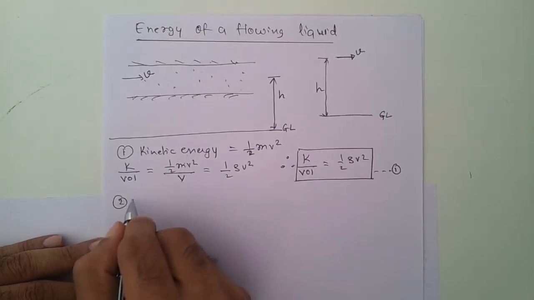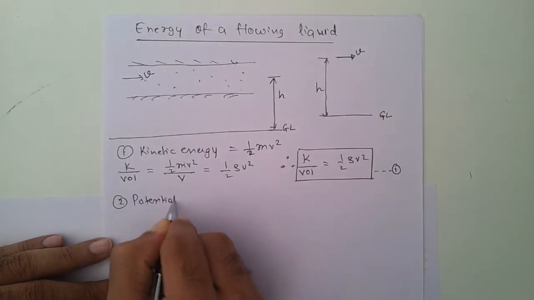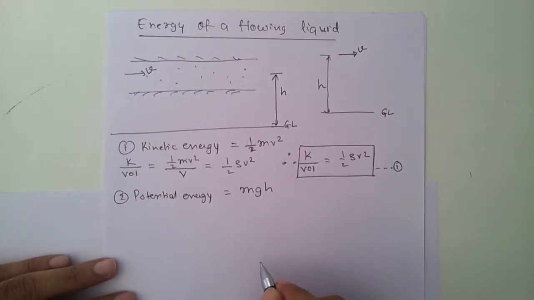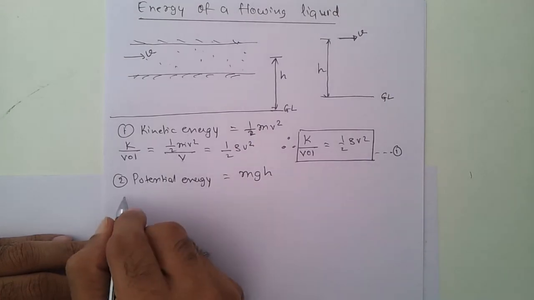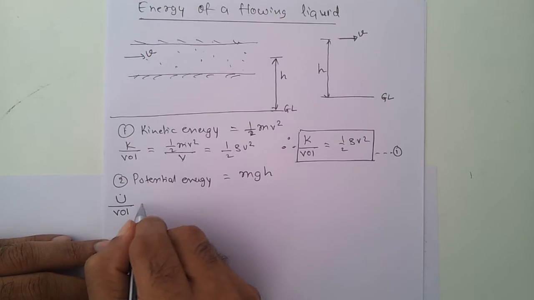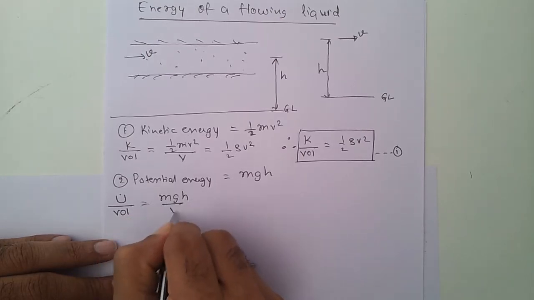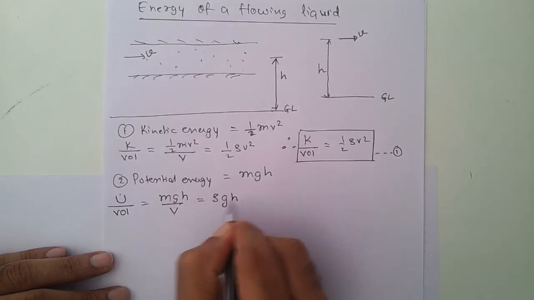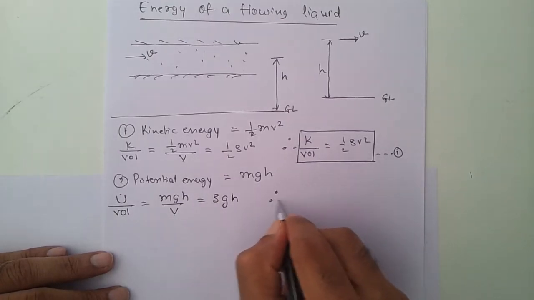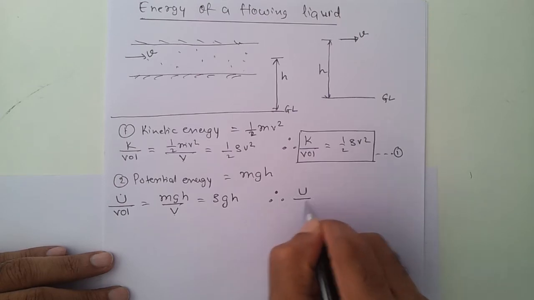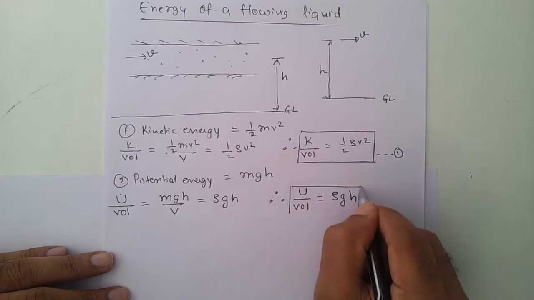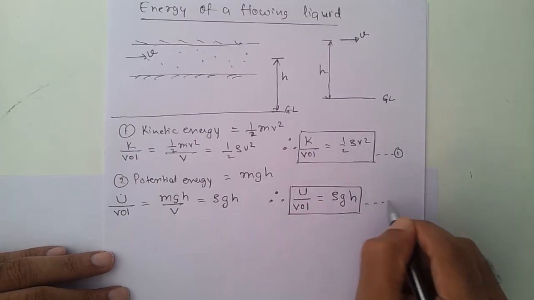In the same way, if I look at potential energy of the liquid, it will be given by mgh. And if I denote this by u, and find out potential energy per unit volume, I'll get mgh by v. Again, m by v is density, so this will give me rho gh, where rho is density, and therefore I get the second energy, potential energy per unit volume, is equal to rho gh. This is equation 2.